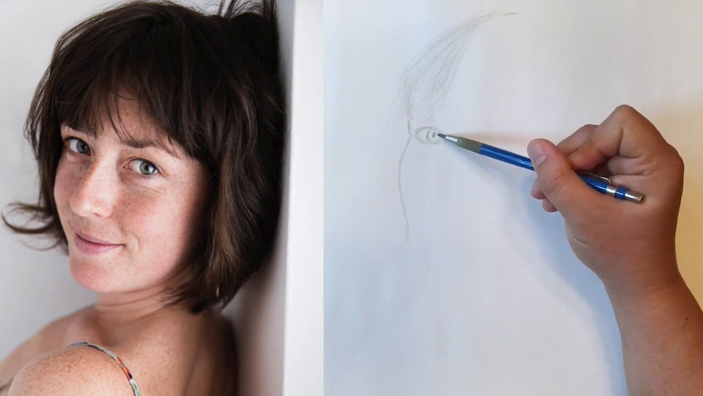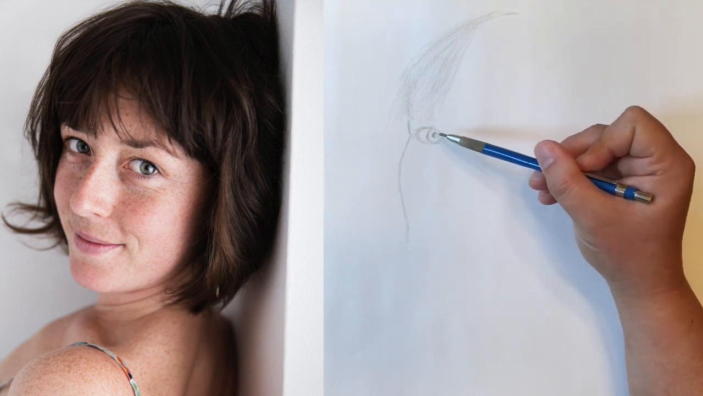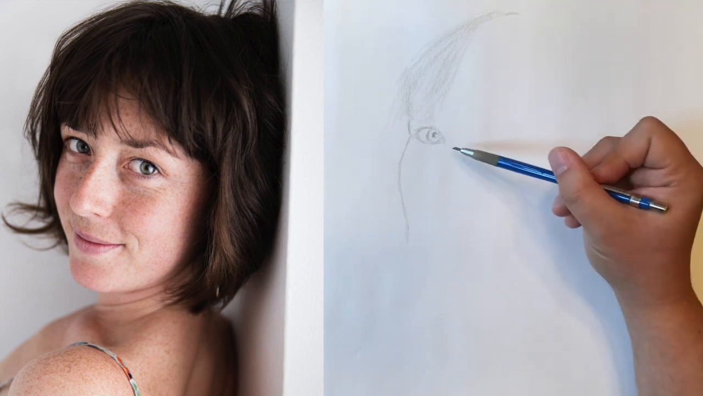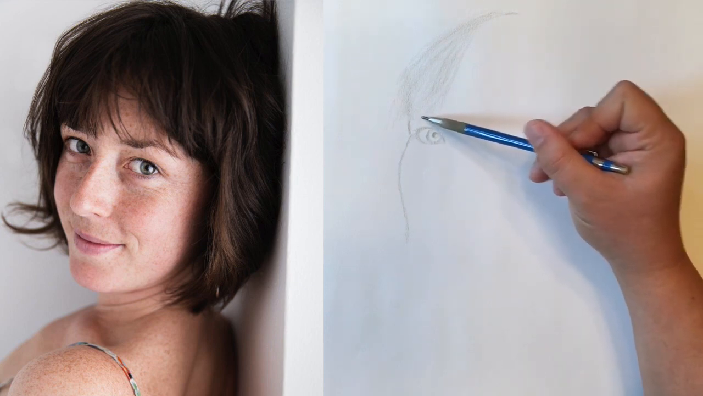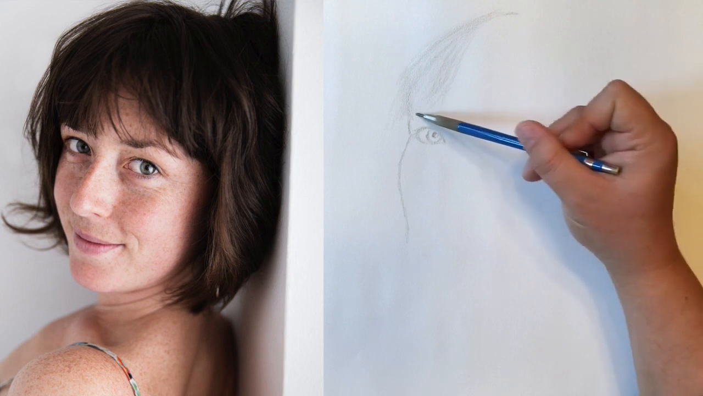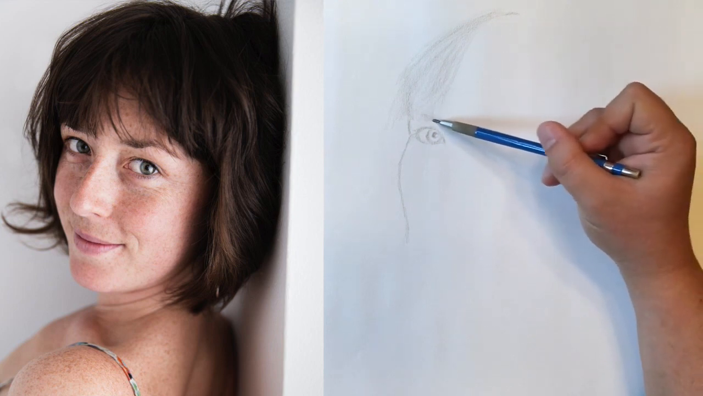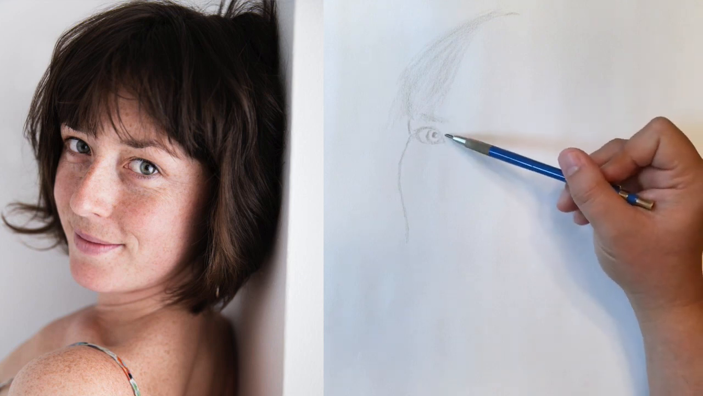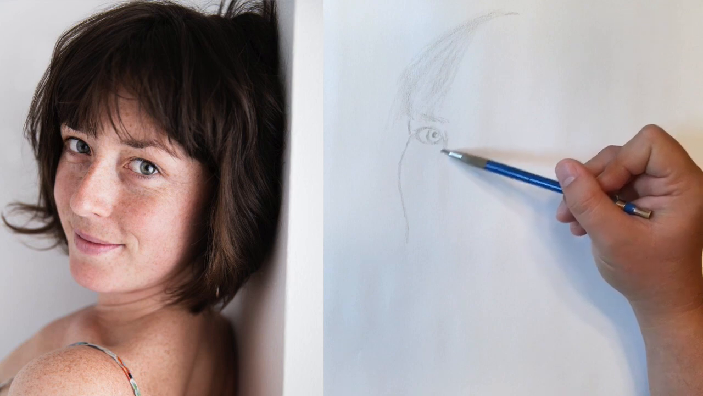And so let's block out this little spot here where we see the reflection of the light in her eyes. We can lightly put in a little bit of an eyebrow here. That'll wind up being covered over with her hair in a little while. And then we can start blocking in her nose.